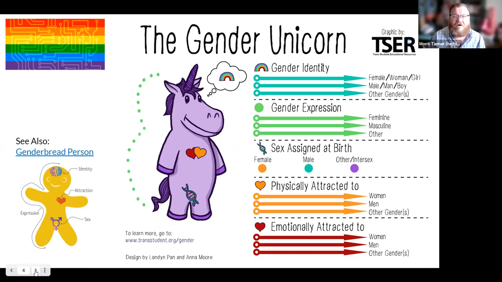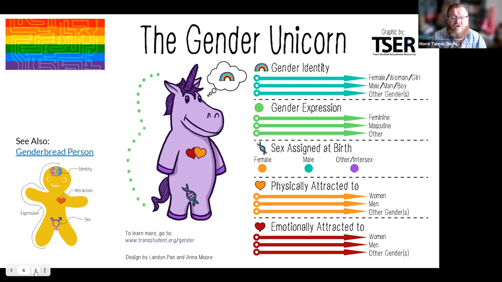When we think about an individual as a whole, we can actually divide it down into five different categories. First, your gender identity: what do you identify with? Maybe it's female, maybe it's male, maybe it's both, maybe it's neither. Your gender expression is how you present yourself. What clothes do you wear? Makeup? How do you do your facial hair? That's your expression. Sex assigned at birth is the biological male, female, or something else.